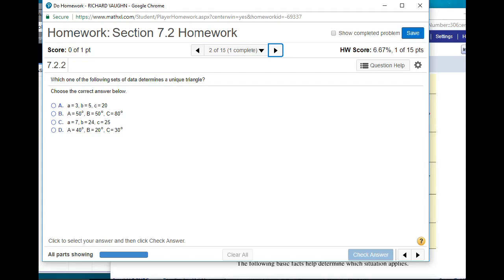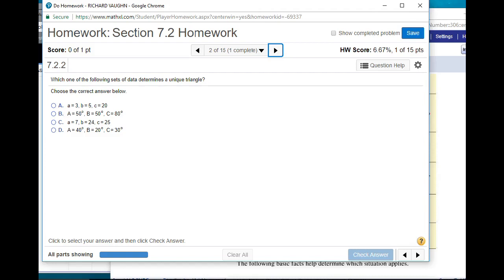Here we're just looking at the angles 50, 50, and 80. So 50 plus 50 plus 80 is 180. That is enough to determine a triangle. However, this triangle can be scaled to lots of different sizes. So that uniquely determines the angles of the triangle, but not the size of the triangle. There are lots of triangles. They're all similar to each other, but they're not congruent to one another. They don't have exactly the same dimensions.